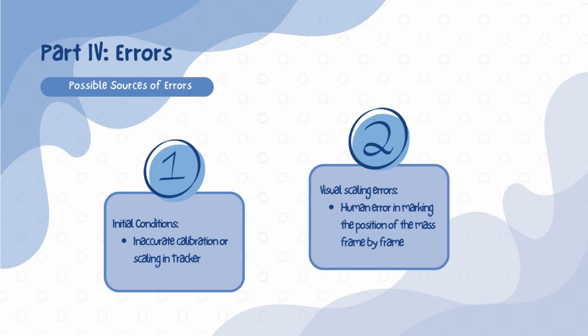Part 4: Errors. Some possible sources of error include inaccurate calibration or scaling in tracker, and human error in marking the position of the mass frame by frame.